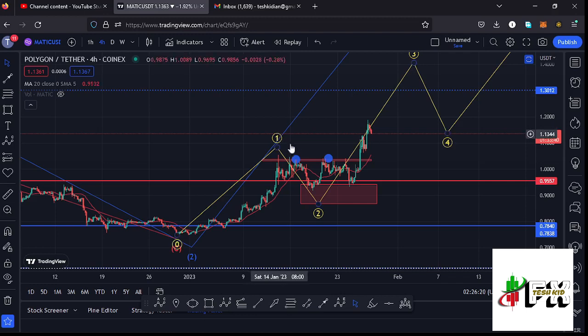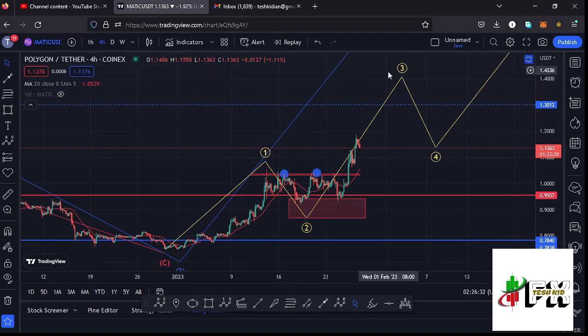Then we saw a corrective structure in the formation of this wave 2, which retraced back to the fib level 0.382, then saw a reaction off the fib level 0.382 before we started this bounce to the upside in what could be the formation of this wave 3 to the upside.